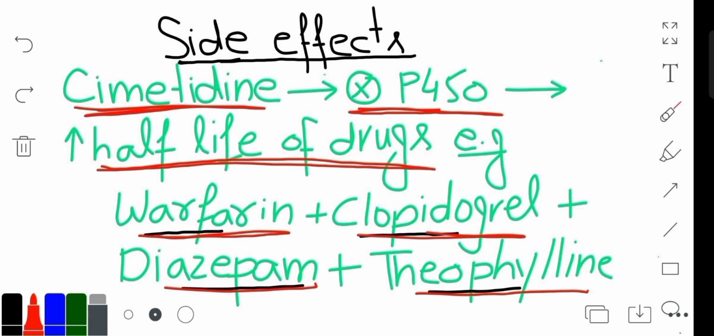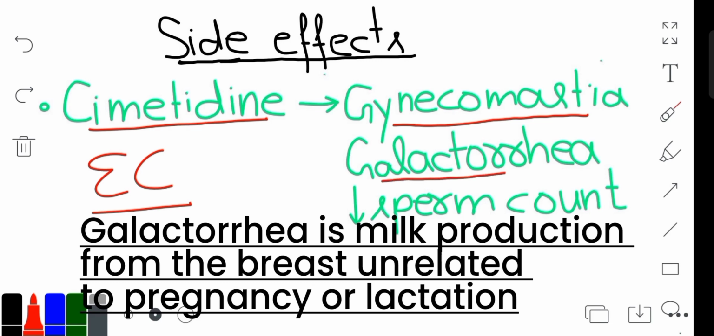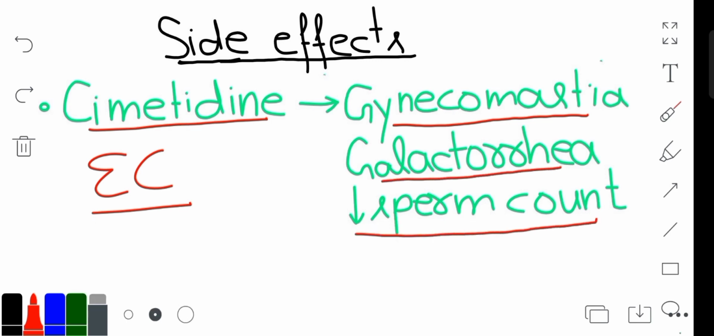With proton pump inhibitors, we discussed that the clopidogrel effect is reduced, but with H2 blockers, the clopidogrel half-life is increased. This means we have to reduce the dose of clopidogrel to prevent its toxicity. Cimetidine also has endocrine side effects. Cimetidine acts as a non-steroidal anti-androgen and reduces the effect of androgen on the androgen receptor, and causes gynecomastia, galactorrhea, and decreased sperm count in males.